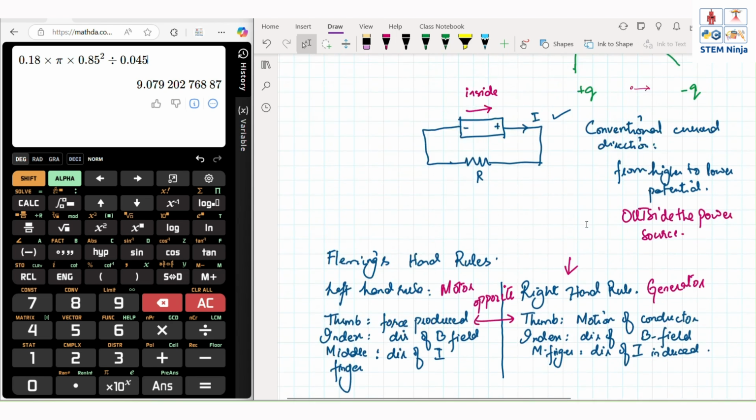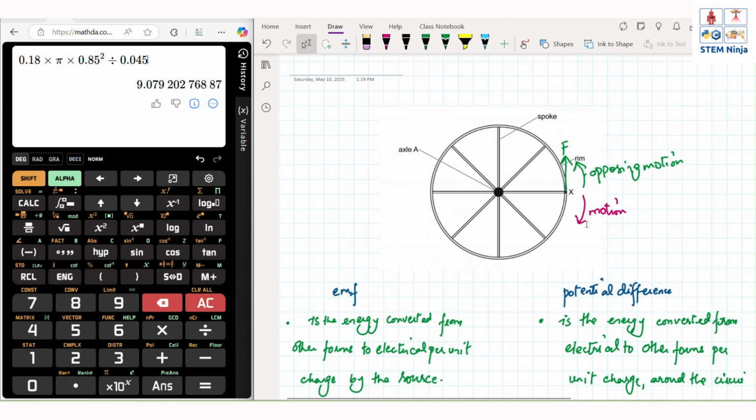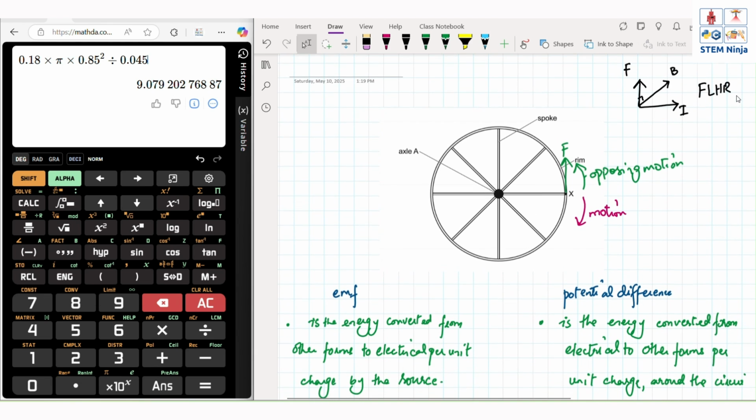Now let's go back to the spoke. If force is upwards, we have determined the upwards force now. This is your force. The field is inside this. So according to the left hand rule, the current would be this way. This is Fleming's left hand rule, but if you want to use the right hand, either way you will get the same thing.